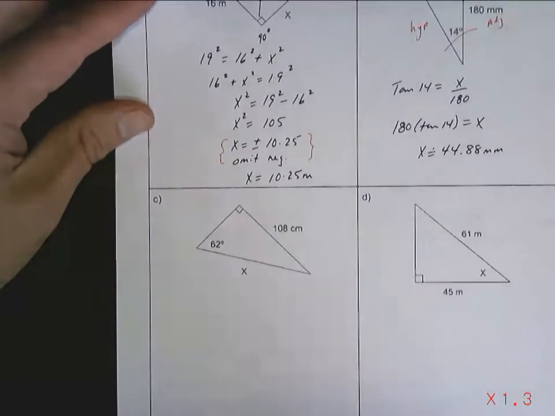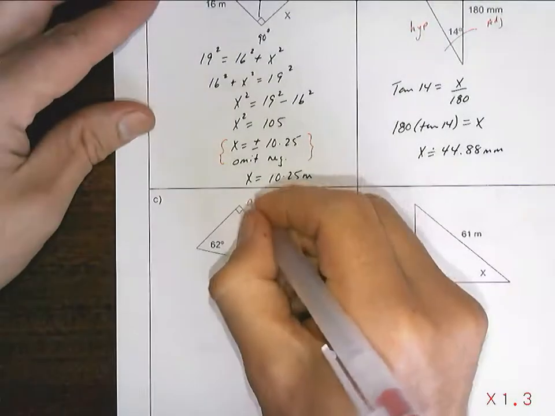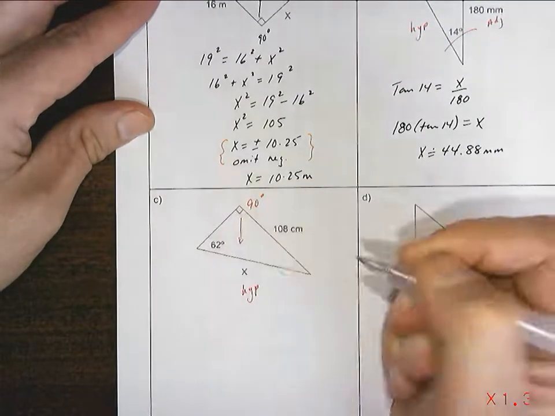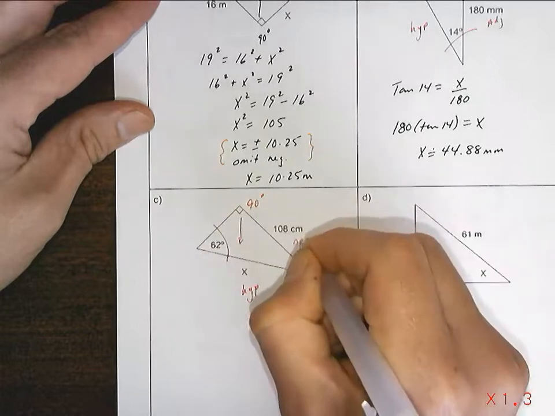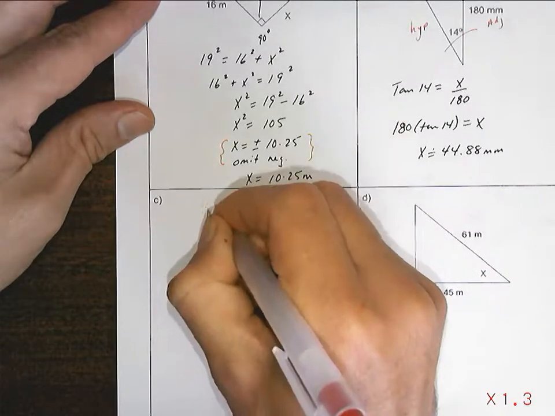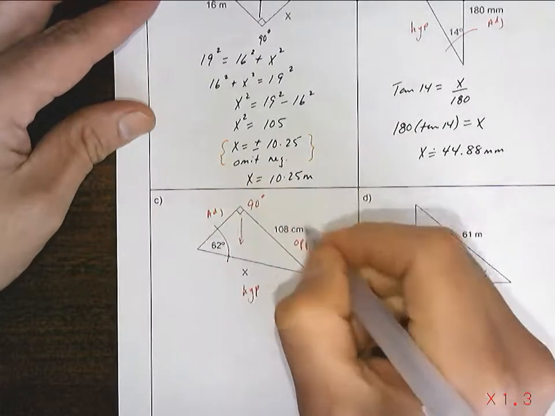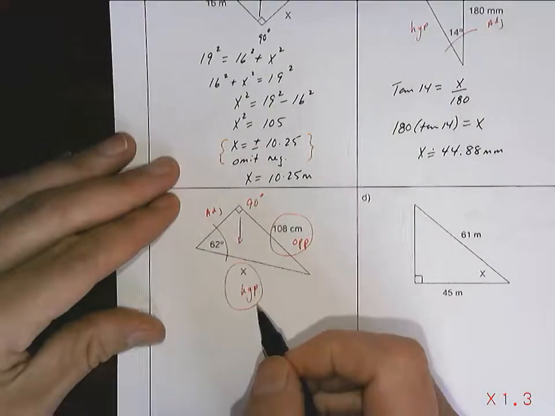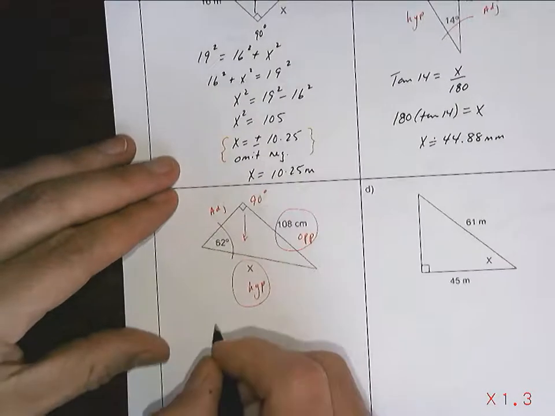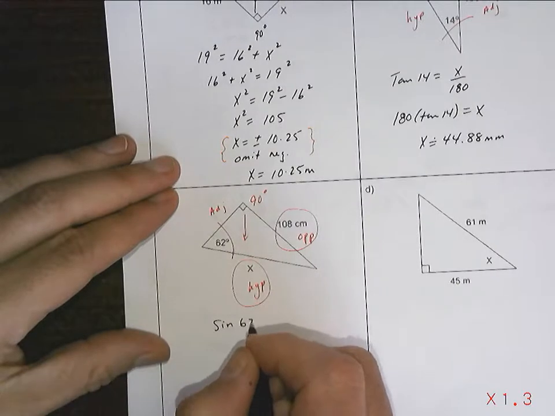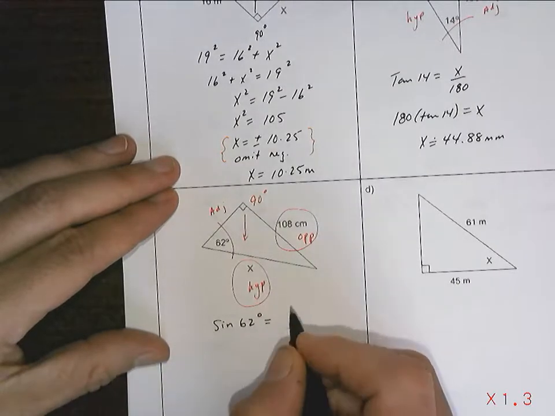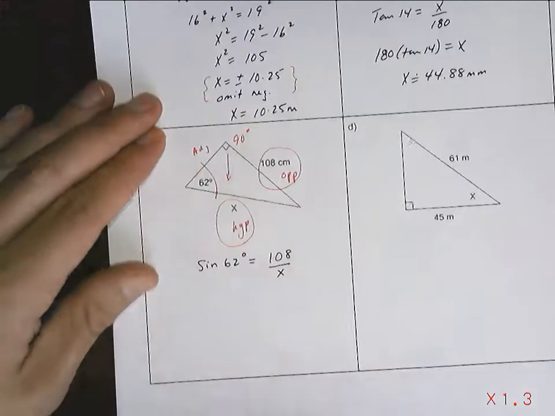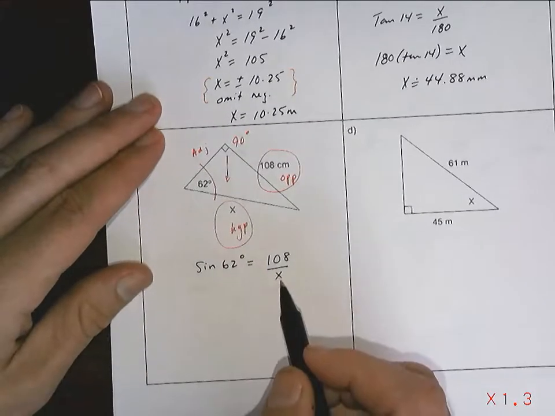C, we've got the 90 degrees, which means that this is hypotenuse. I've got a reference angle, which means this is opposite. This is adjacent. What do I know? I know opposite. I know hypotenuse. So what works with opposite and hypotenuse? That's sine. So sine of 62 degrees is going to equal opposite 108 over x. This is a little bit more concerning. We have our unknown in the bottom.